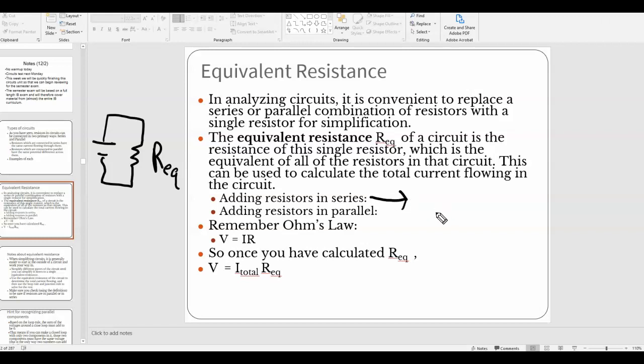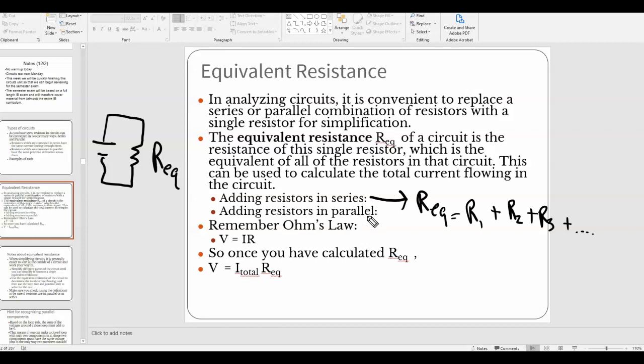In order to add resistors in series, you just add the resistances. And that's it. Okay, so R1 plus R2 plus R3 plus dot dot dot just means you add up however many resistances you have in series. Whether it's 1 or 2, 3, 100, doesn't matter, you just add them up.